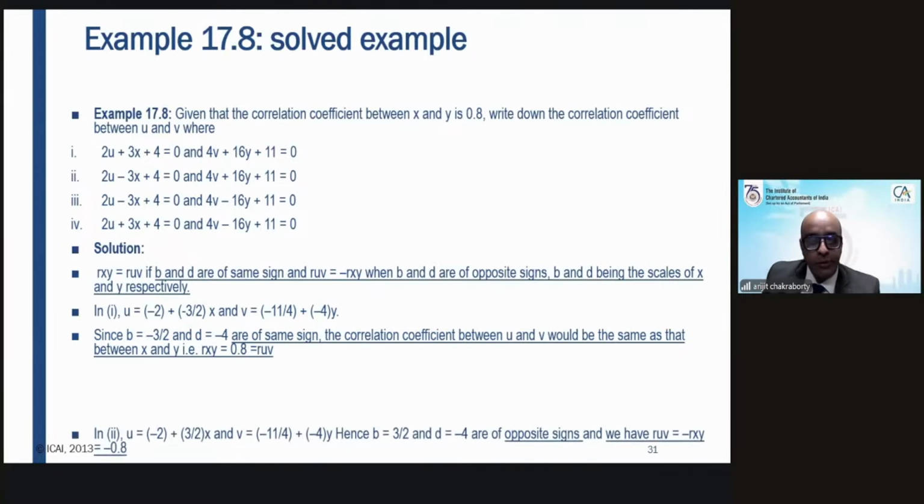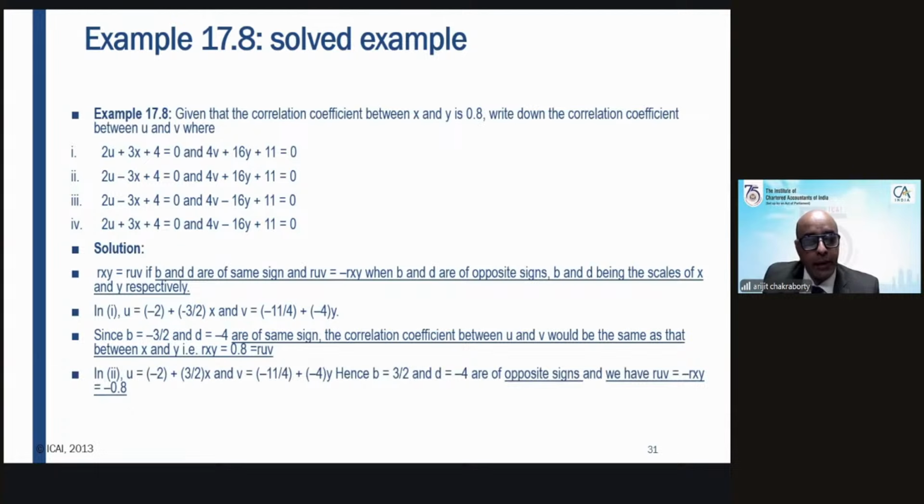Okay, so in this case we can see that this is an example where in the first example we can see that B और D दोनों का ही नेगेटिव साइन है. B minus 3.2 आ रहा है, D minus 4 आ रहा है. That means correlation coefficient of UV will be the same as correlation coefficient of XY. Same, I mean to say, both on the absolute number and the sign.